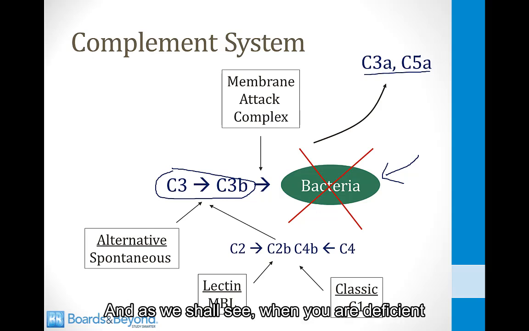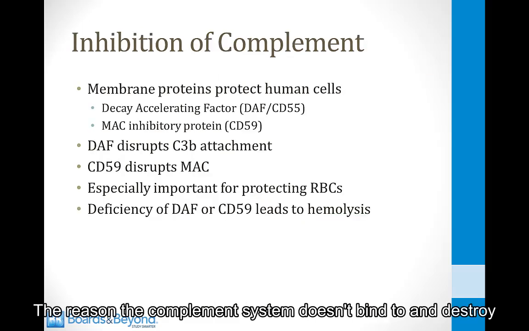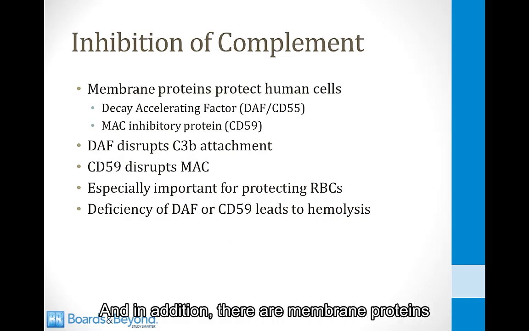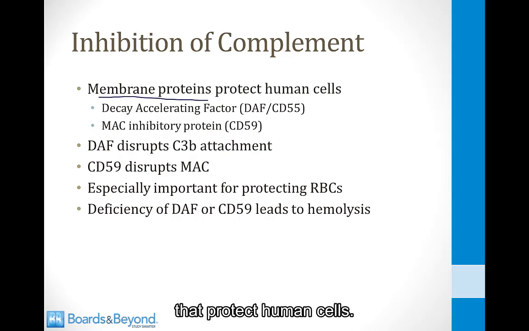And as we shall see, when you are deficient in an element of the complement system, the problem you usually have is recurrent bacterial infections. The reason the complement system doesn't bind to and destroy our own cells in the body is because they have different structures from bacteria, and in addition, there are membrane proteins that protect human cells.